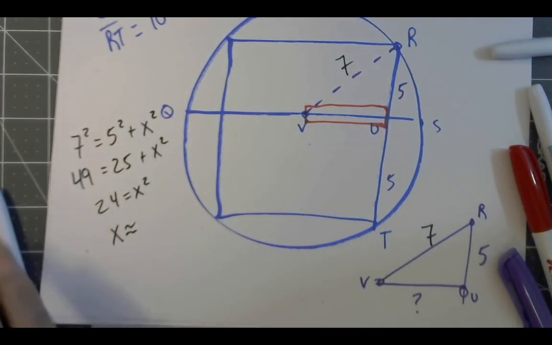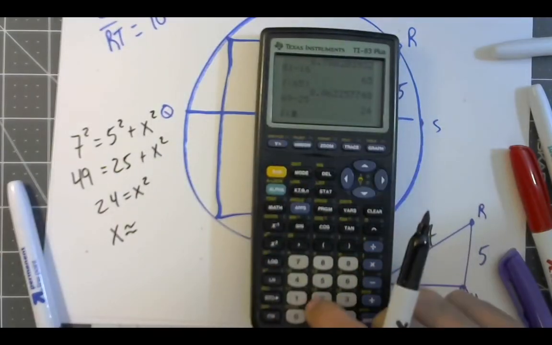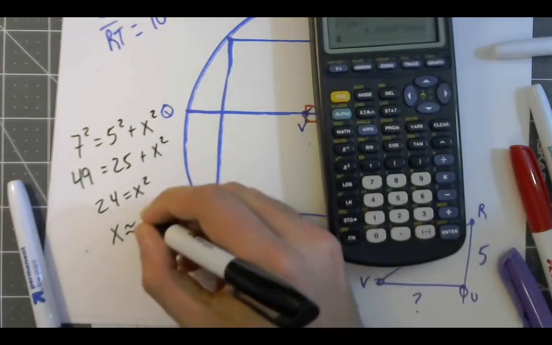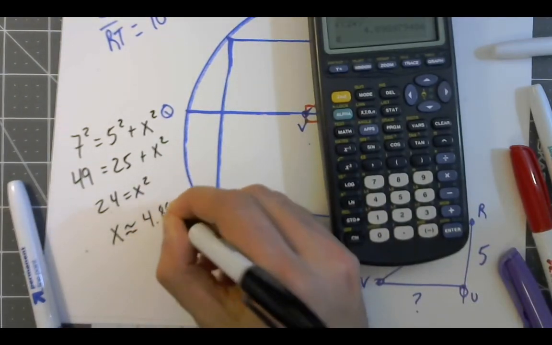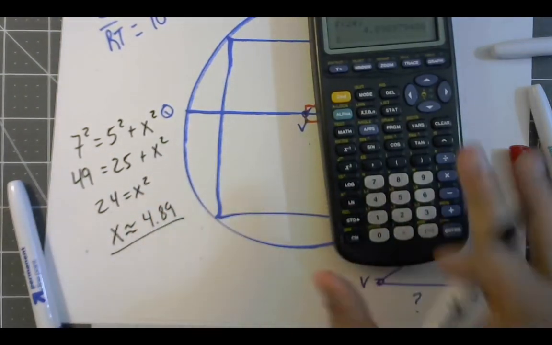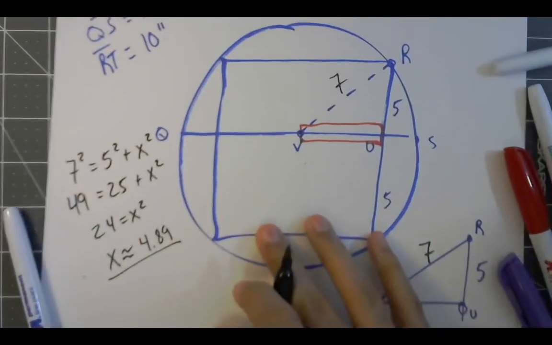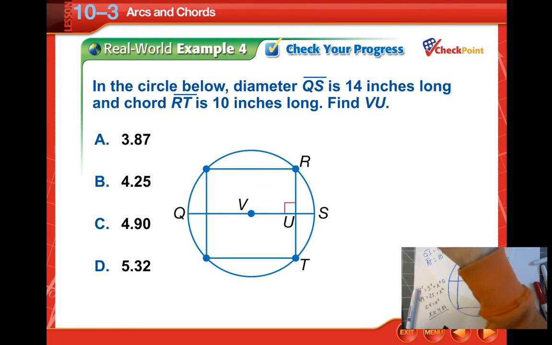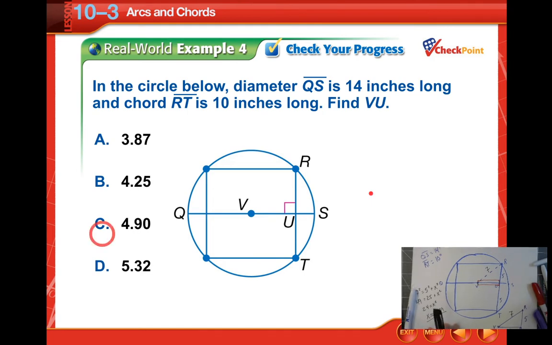So I'll put in my calculator. 24. And I get 4.89. All right, moment of truth. Is that one of my possible answers? I got 4.9 for C. That seems very reasonable. So 4.9 it is. Great, great, great.